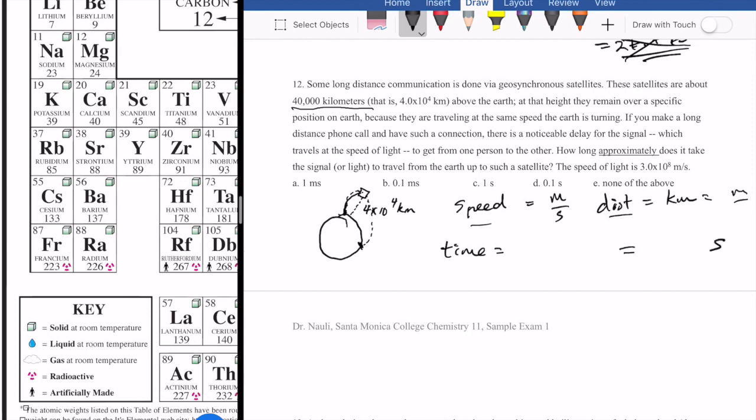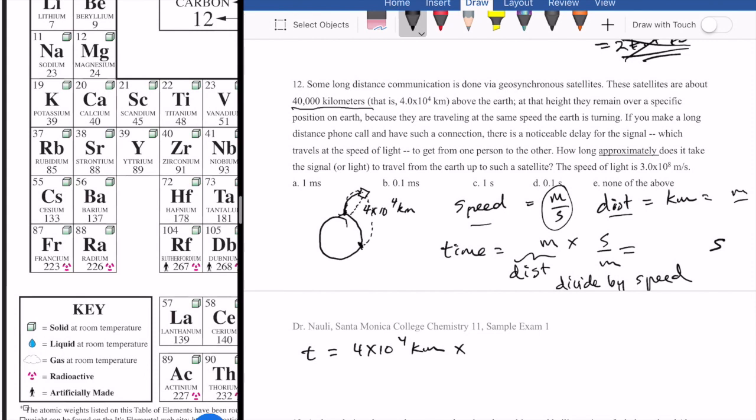What I need to do is take the distance and then multiply that with the inverse of the speed, right? So meter per second is the speed, but then we're doing second per meter, which is the inverse. So it's like taking the distance and dividing. So that's really the operation that you need to do mathematically. So now we're going to put in some numbers here. So time is going to equal distance. Distance is 4 times 10 to the 4th kilometer. So remember, we want to multiply by the inverse of the speed.